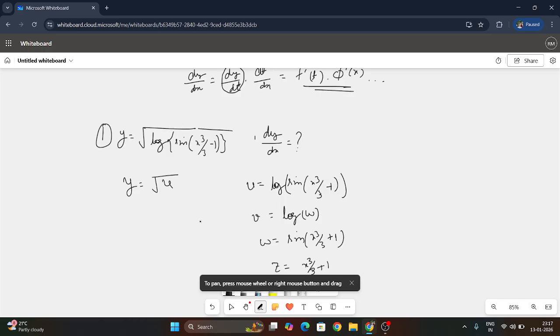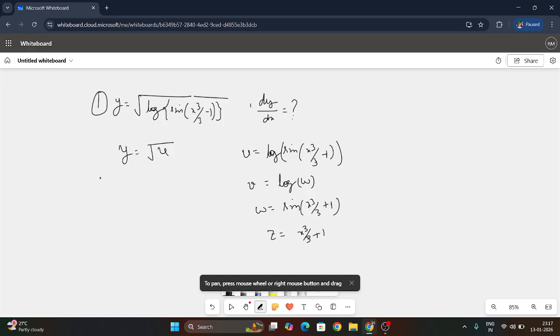Here, let's try to understand how to differentiate it one by one. dy by dx is going to be 1 by 2 root of u. It's very easy, you can differentiate it. And then du by dx. For that you have to take the help of this. u means this whole thing, log and all these.